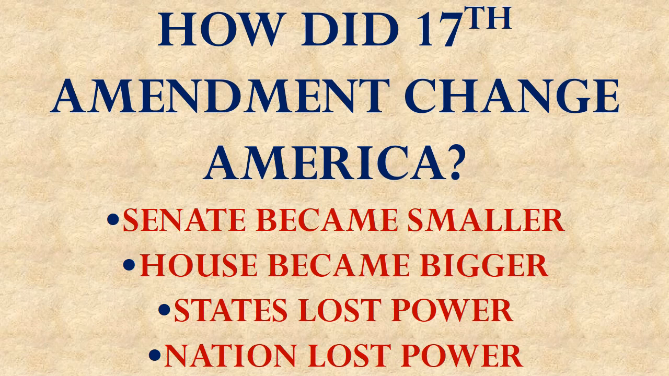And finally, how did the 17th Amendment change America? Did it make the Senate smaller? Did it make the House bigger? Did the states lose power because of this amendment? Or did the national government lose power? The states lost power. They could no longer rely on picking senators to protect their interests, since the senators were voted on by the people rather than chosen by the state governments.